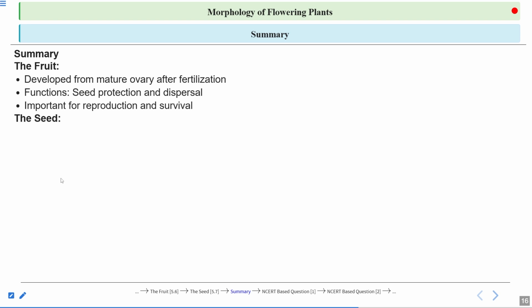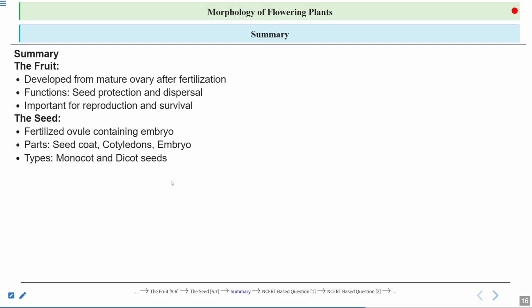Now we will summarize the seed. The fertilized ovule, which contains the embryo, is called the seed. Its parts are the seed coat, cotyledon and embryo. These are the three different parts. We have two different types of seeds, monocot and dicot, and we have seen the detailed structure here. It is important for species continuation.